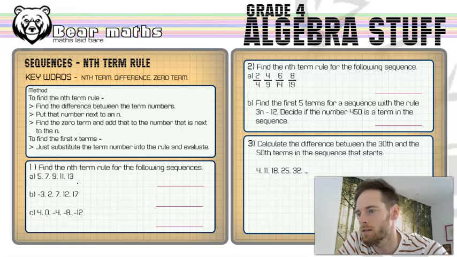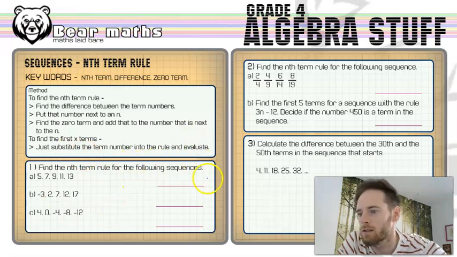So the nth term is just the anything term, any number term. Some people think it means the ninth. It doesn't mean the ninth. It could mean the ninth, but it doesn't mean the ninth specifically. It could be any number in that sequence, and it's a rule that we use to find any number in a sequence.